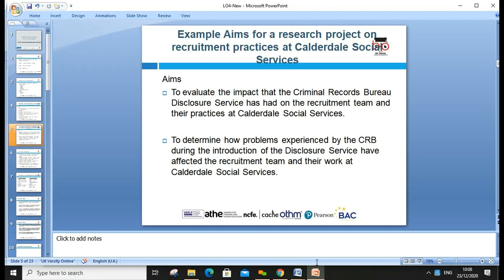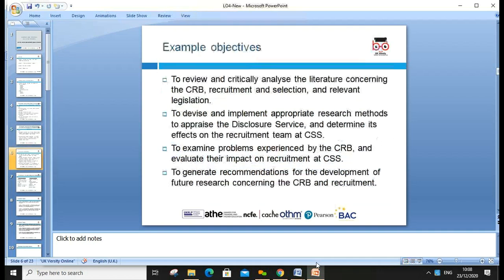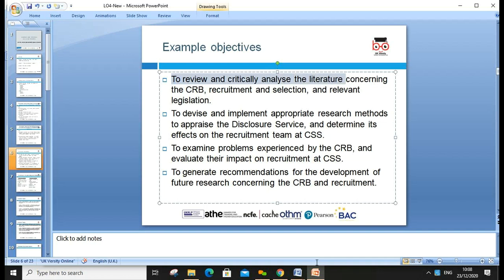Okay, second is an aim. What do you think on this one? To evaluate the impact of the Criminal Records Bureau and employers on the recruitment team and their impact on this particular area, and to determine the problem. Yes, but we want to draw the conclusion of the problem, how we can solve this problem. So that can be a research. So we are discussing the research topic. Then we have to review the critical literature concerning this CRB, which we call DBS now, recruitment and selection. So that's the aim, to review, our objective to implement, our objective to examine, our objective to generate recommendations. So these can be our objectives.